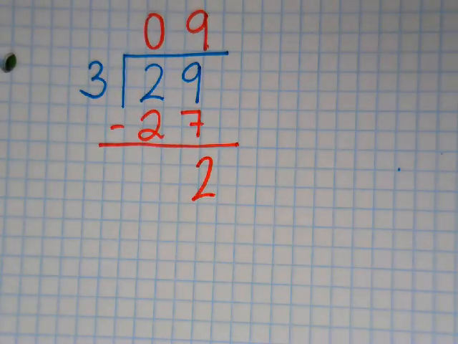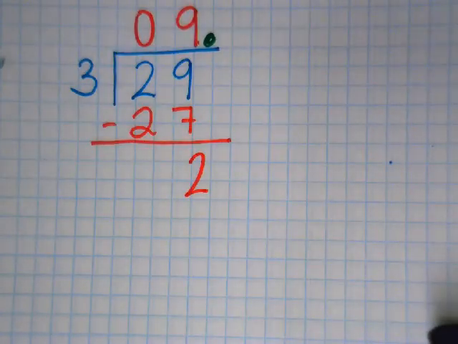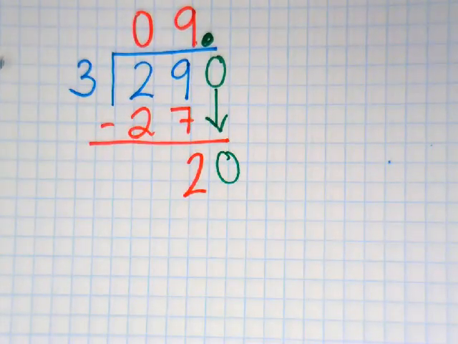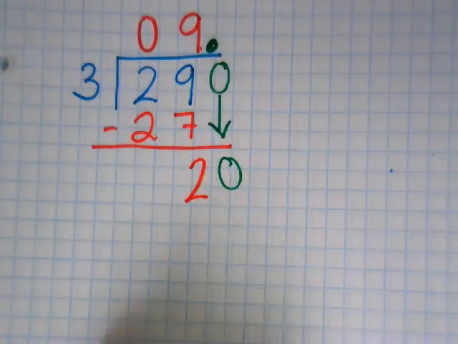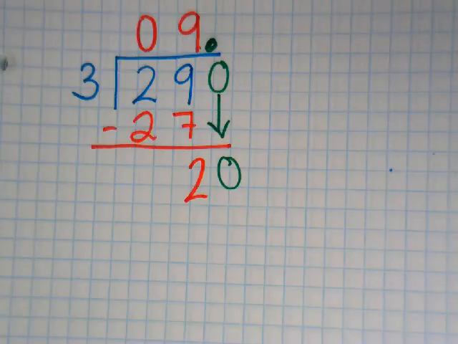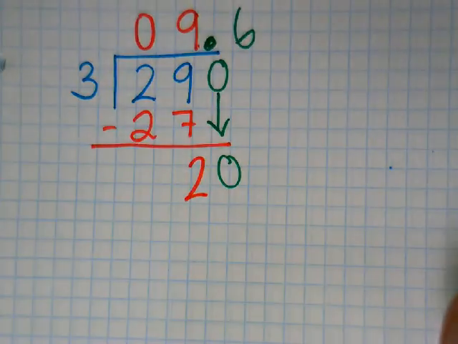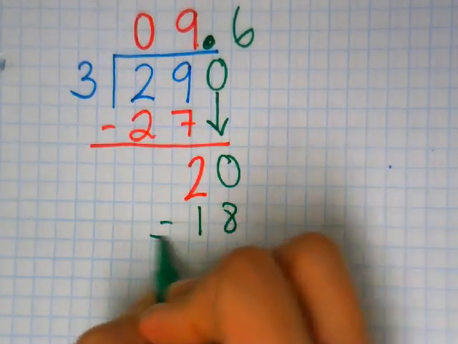Once you run out of blue numbers, what do you do? Add a decimal and a 0. A decimal at the end as soon as you run out of numbers, and a 0, and we bring it down to make 20. We don't just put this number on the top. We convert it into 20. How many times does 3 go into 20? 6. 6 times 3 is 18. What's our remainder?